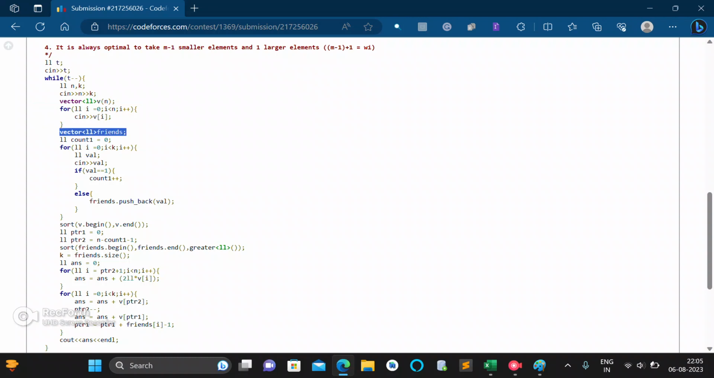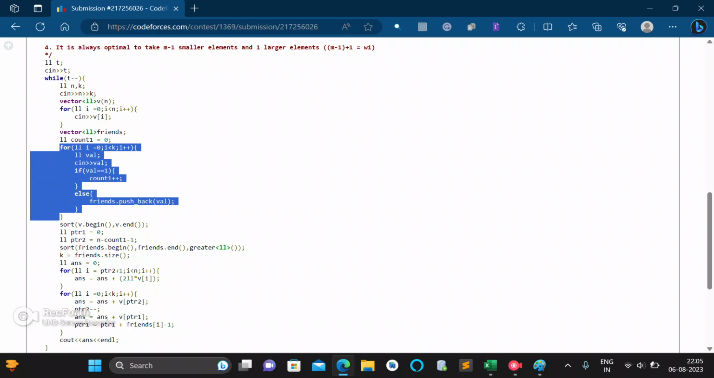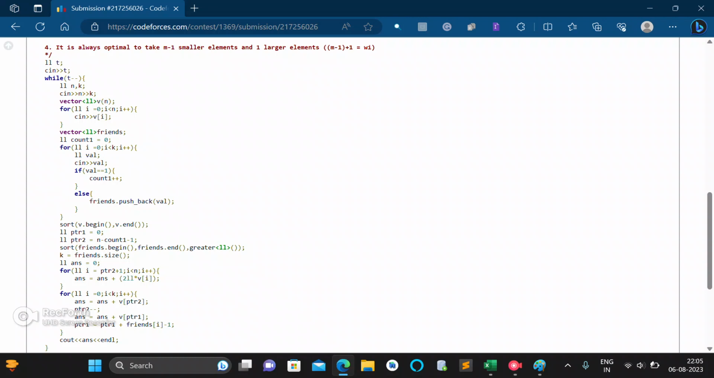First I made a vector v. Which friend wants how many integers, I store in the friends vector. Then I maintain a count1, which stores the number of ones, and the remaining values I put in the friends vector. Then I sorted the v vector in increasing order, and the friends vector in decreasing order.